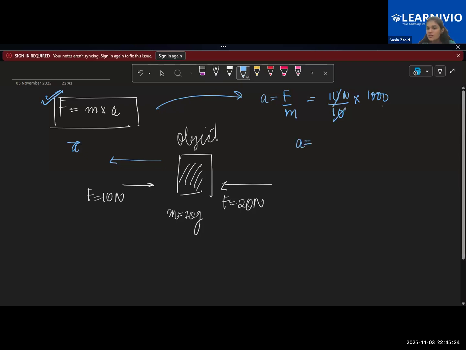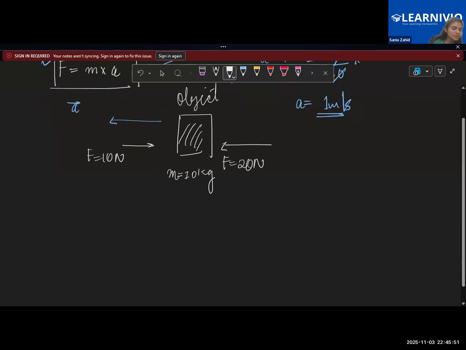So acceleration is 1000 meters per second squared. Okay, this is a lot of acceleration. So what we can do is, if I take this in kgs, what will happen? This will be cancelled and then I will have 1 meter per second squared. Okay. Now, let's come to the next one.